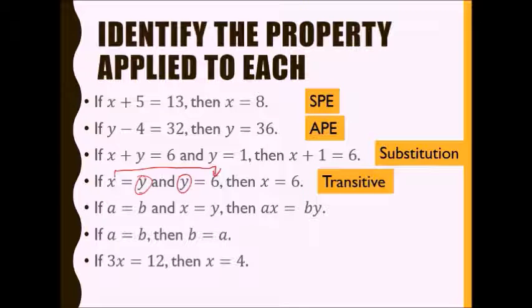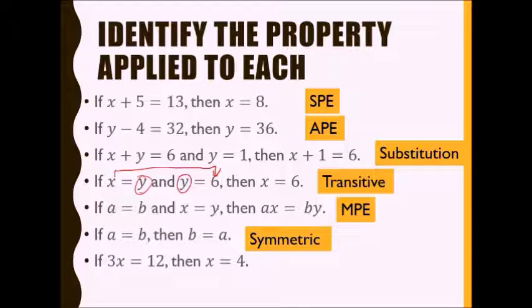Next, if a equals b and x equals y, we multiply a and x, and we multiply b and y. Okay, so if you answered MPE, you're correct. So, bakit MPE? Again, the definition of MPE is that equals may be multiplied on both sides of the equation. So, since equal naman si x at y, pwede natin i-multiply si x at si y sa both sides of the equation. Next, so if a equals b, then b equals a. We flipped the statement. This one is symmetric.